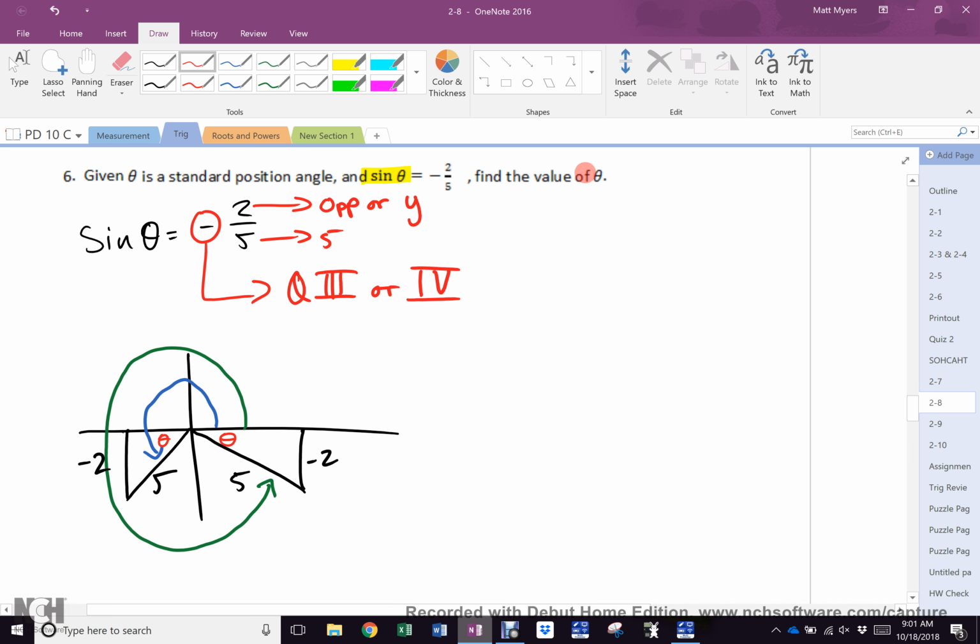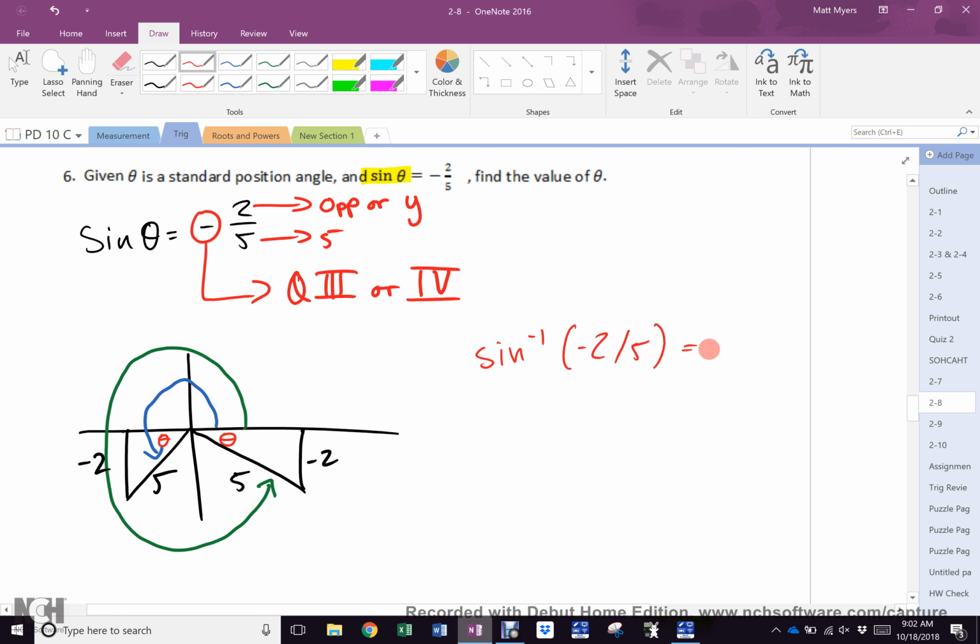If I told you it's in quadrant 4, do I want green or blue theta? Green. Everybody with me? But I didn't tell you, so how many possible answers are there? 2. What are they? How do I find that theta? No, that finds me sine. How do I find the theta? Shift sine of -2 divided by 5.